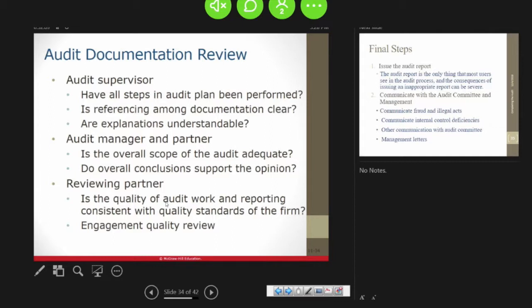So engagement quality reviews are going to spend time reviewing those types of issues. And so remember this from the generally accepted auditing standards. This is an important part of the firm's quality control process.